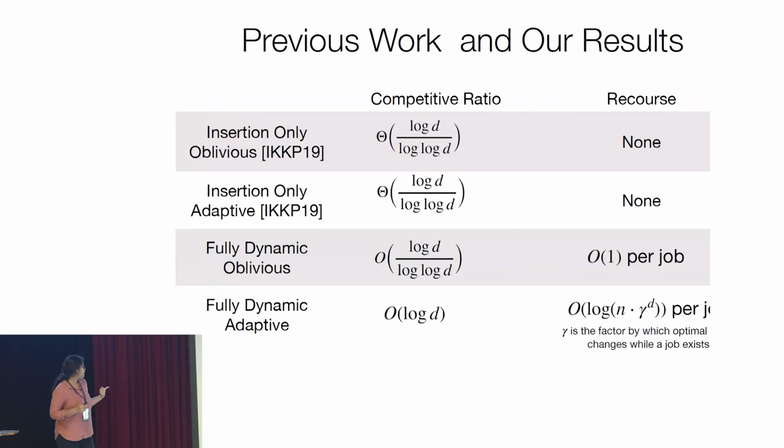And this is our result in the fully dynamic setting with deletions. We're able to match this competitive ratio and still get a log D over log log D bound with just a constant number of reassignments of these jobs. We're also able to get a log D competitive ratio when the adversary is adaptive, but our recourse is bad. It's some D times log n factor. So it's not important. Today we're only going to be looking at this fully dynamic oblivious algorithm. Is that okay? Any questions on the setting till now?